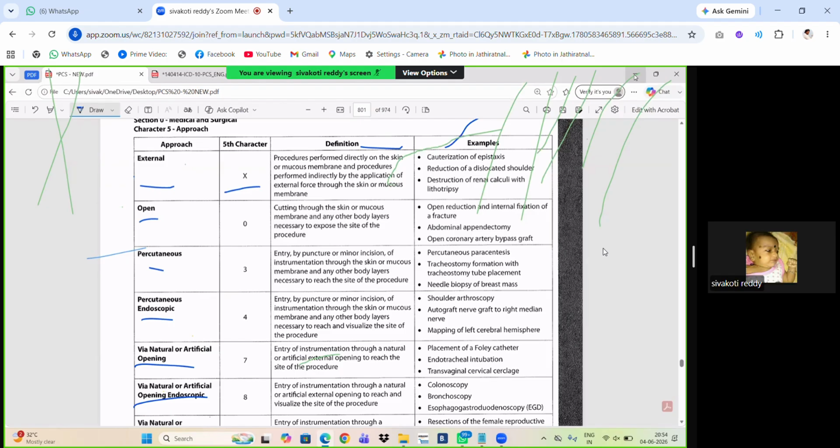Read up to 8, okay? Via natural or artificial opening endoscopic. Up to 8, you can read once. Read the definitions, and remember the examples also.